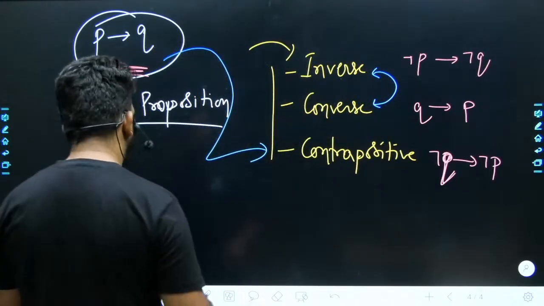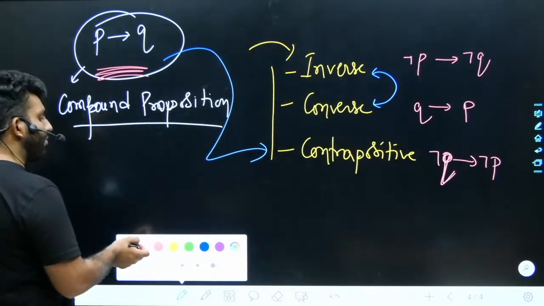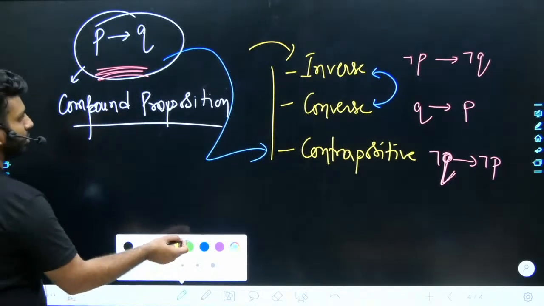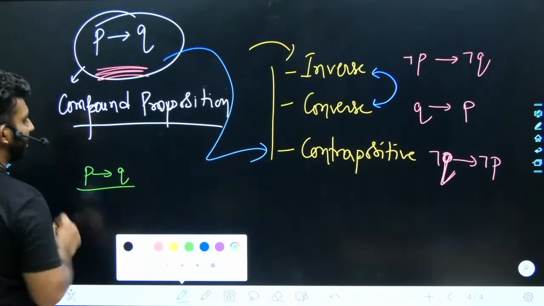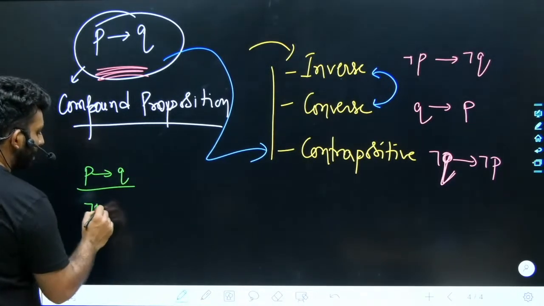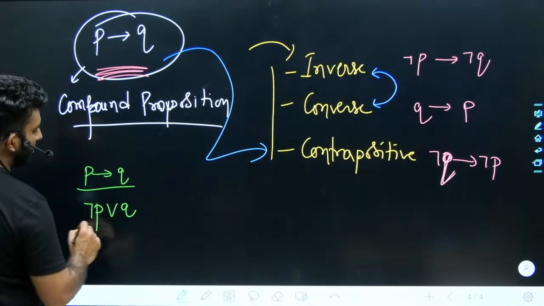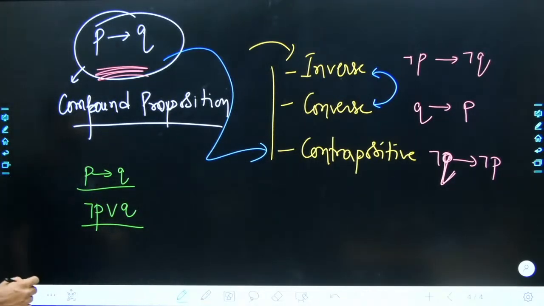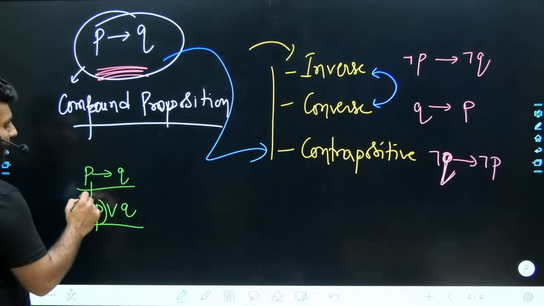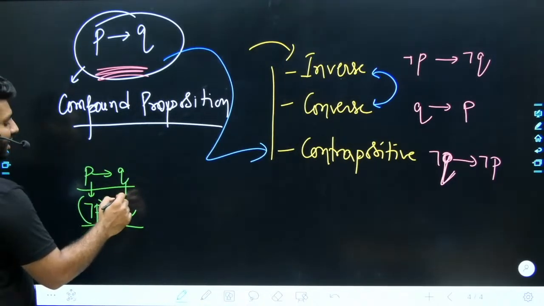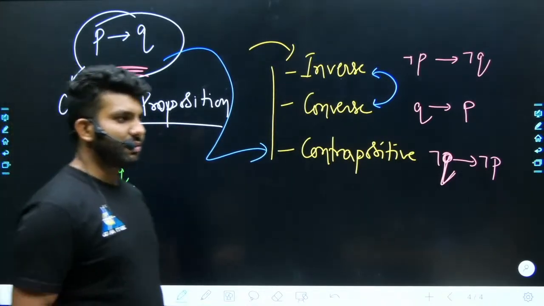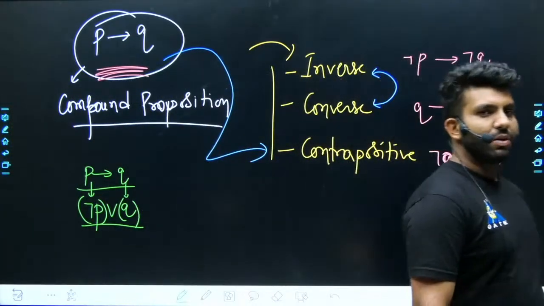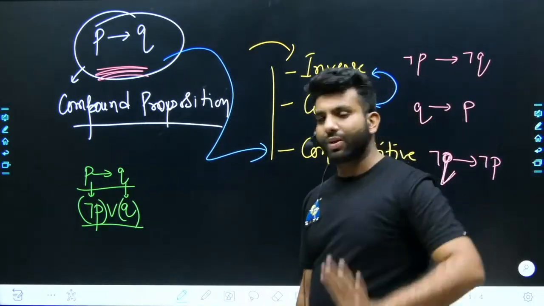Let's see how. If you remember, I have already told you that P implies Q can also be written like this: not of P or Q. Just remember this properly: not of the first part, then or, and the second part as it is. Not of P or Q. You can write it like this. You must know this.